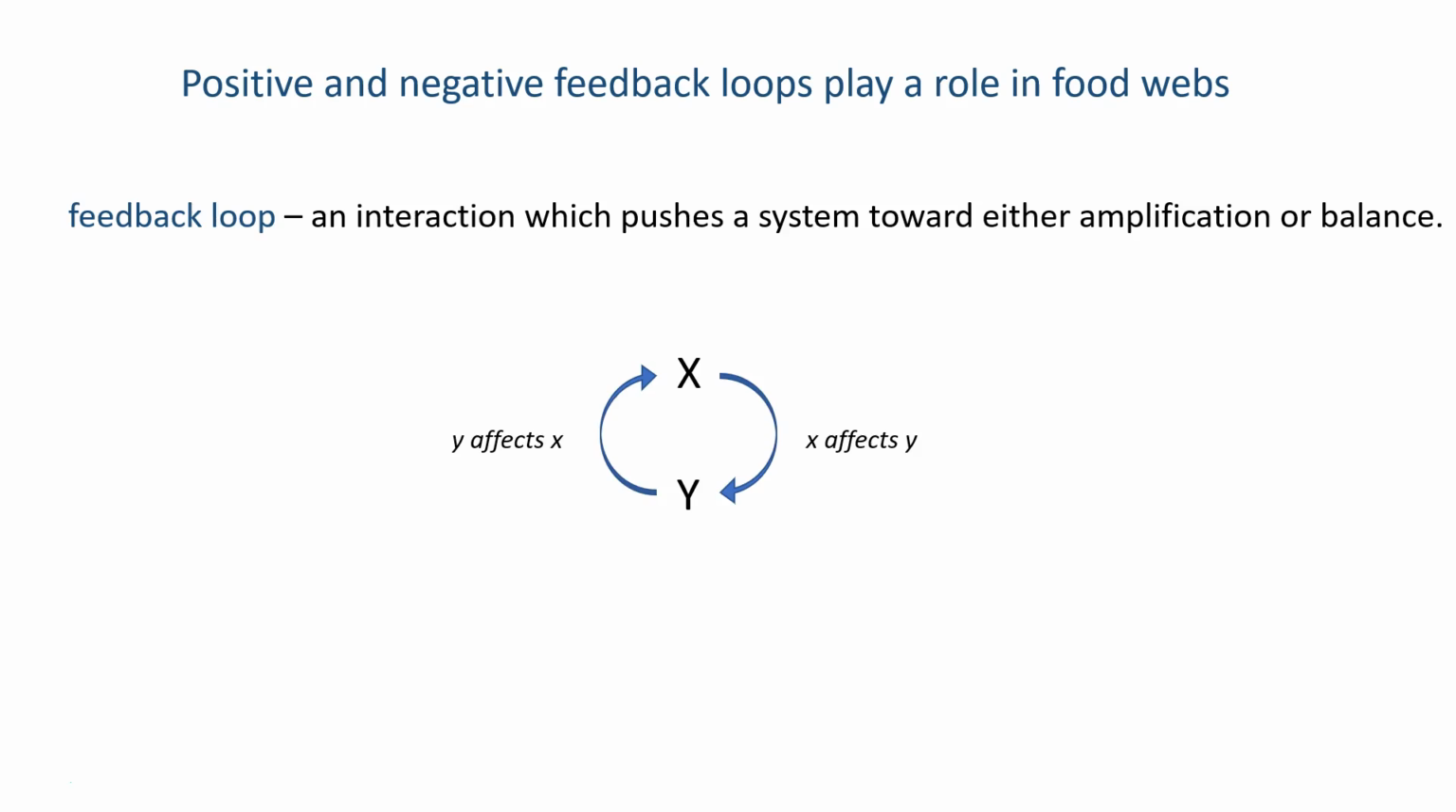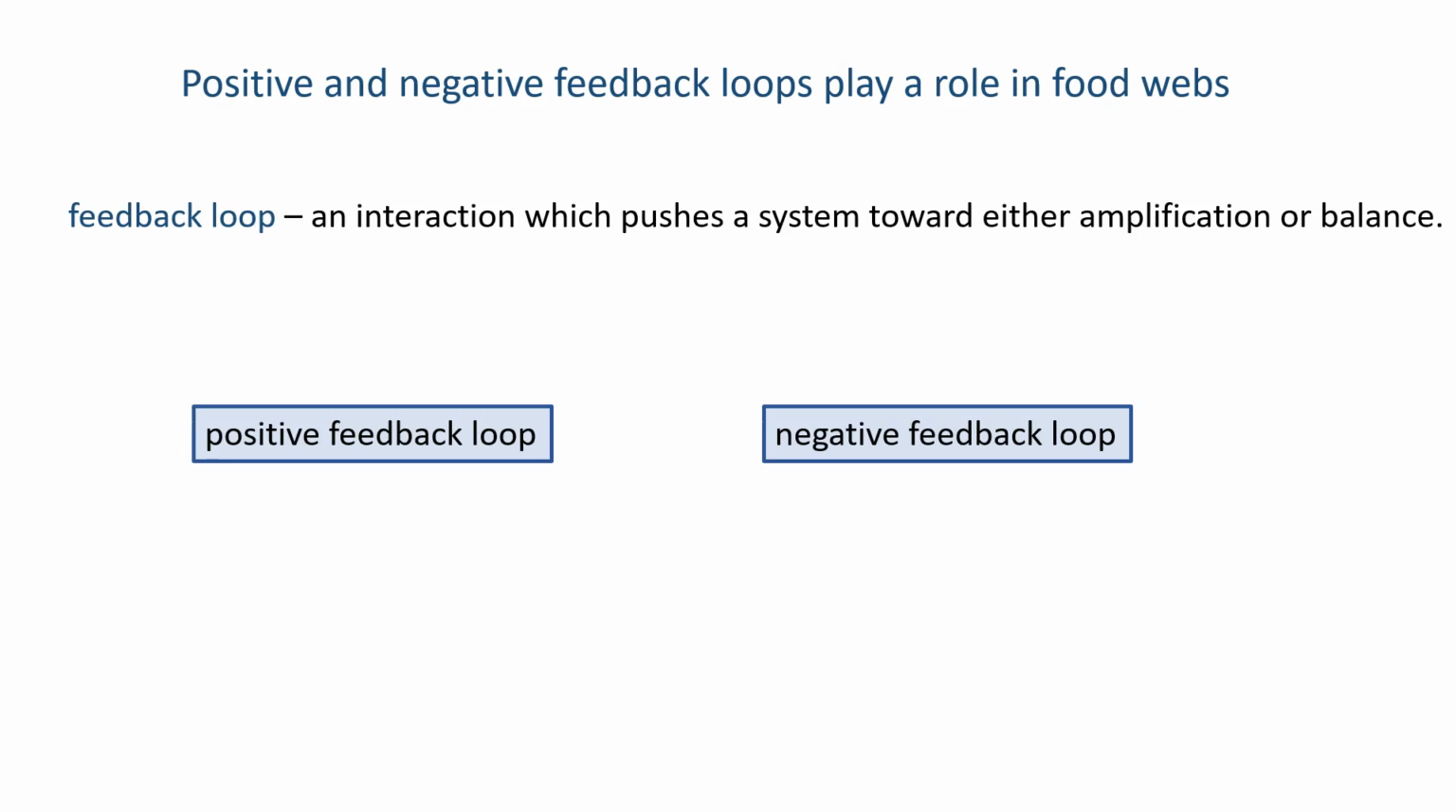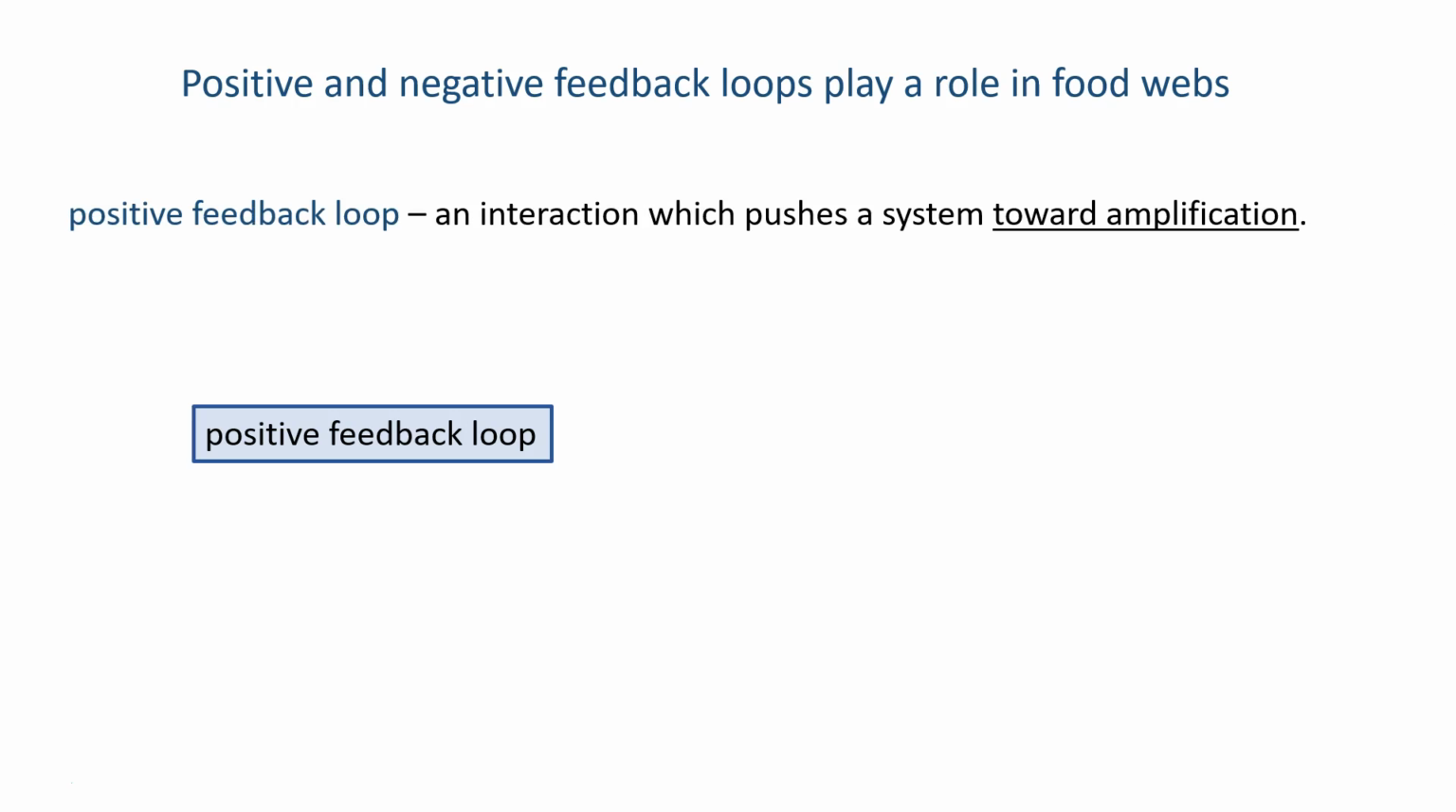Now there are two different types of feedback loops. There's a positive feedback loop and there's a negative feedback loop. The positive feedback loop is an interaction which pushes a system toward amplification. Take a look at this plant. When it dies, it has a positive effect on the humus or the soil, and it adds nutrients to the soil. That's a positive effect. Those nutrients in turn have a positive effect on plants. It allows them to grow and become healthy.